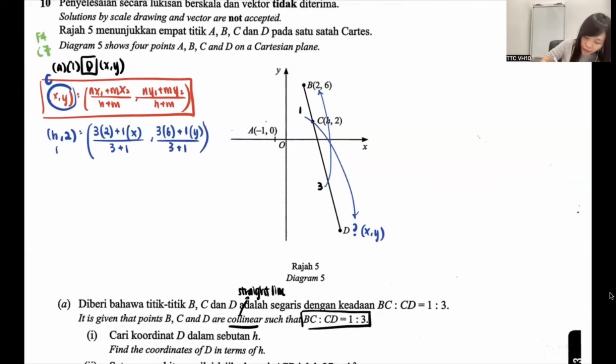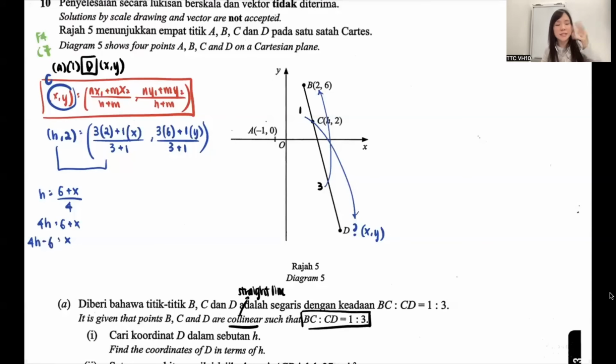Now, what can you do? You guys can compare. H equals 6 plus X over 4. 4H equals 6 plus X. X equals 4H minus 6. Okay, first, I already get my X answer. Don't tell me, teacher, so ugly one, man. Nope, they already say in terms of H. So your answer got H inside, quite normal.